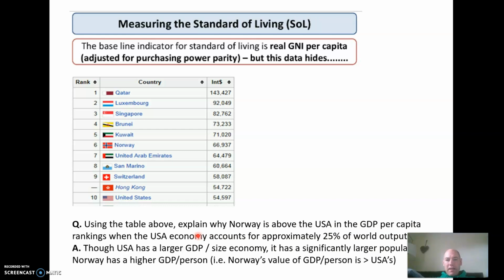I hope everyone has had a chance to have a go at that. In terms of the answer, though America has a larger GDP or a bigger economy, it also has a significantly larger population. Norway has a higher GDP per person, and so the value of GDP per person is greater than that in America. I wonder if anyone knows why Norway's GDP is so high. I'll give you a couple of seconds to think. And if anyone is thinking of North Sea oil or fishing, those are their two biggest exports.